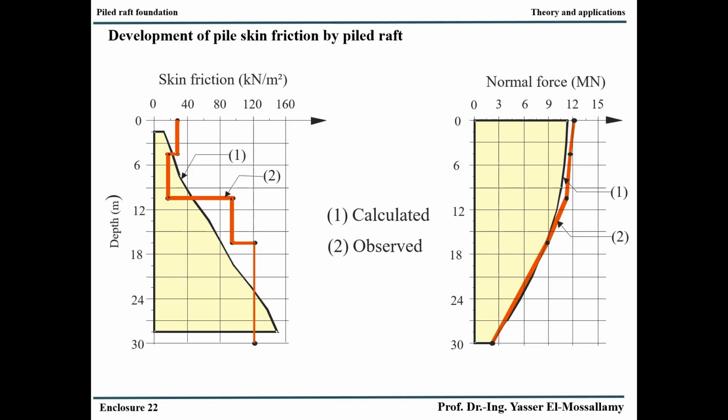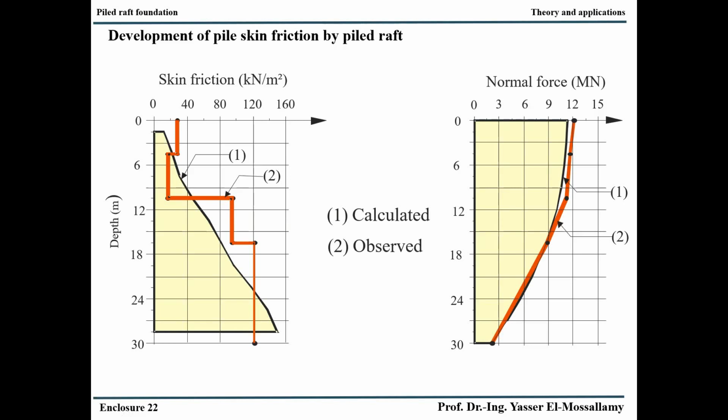And with depth, we can build some relative movement between the pile and the soil, and hence we can develop skin friction. And at the pile base is the maximum possible relative movement between the piles and the surrounding soil. Therefore, we have the highest skin friction.